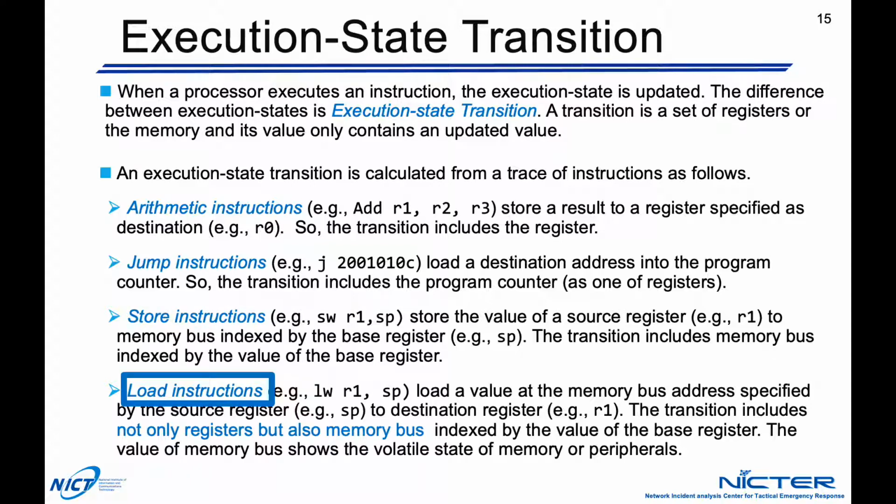Load instructions, for example, load word register 1, SP, load a value at the memory bus address specified by the source register, in this example the stack pointer, to destination register 1, in this example. The transition includes not only registers but also the memory bus indexed by the value of the base register. The value of the memory bus shows the volatile state of memory or peripherals.